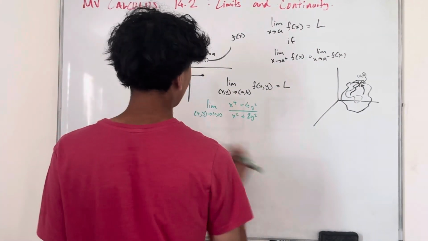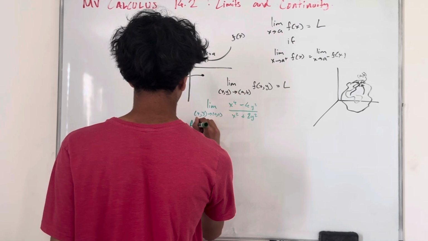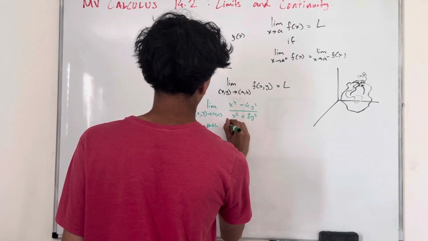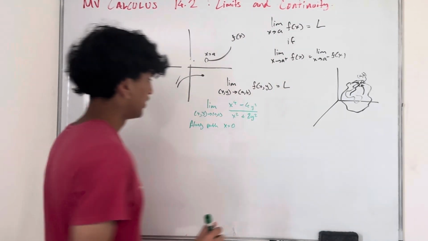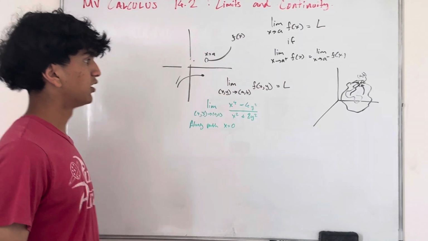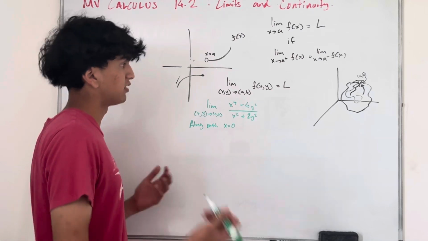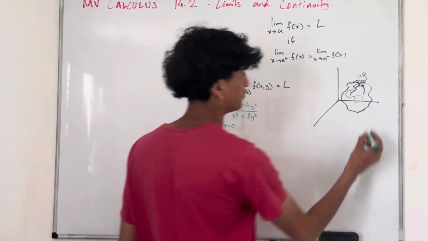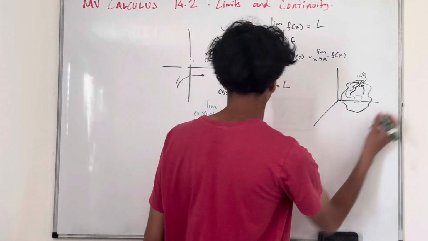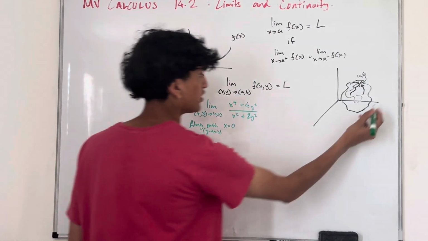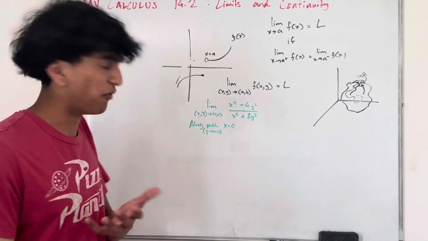let's say along the path x equals 0. So we're moving along the xy plane, and the first path is along x equals 0. Well, x equals 0 for every point along the y-axis, so this is really just moving along the y-axis. And if we're moving along the y-axis, that means x is always 0.